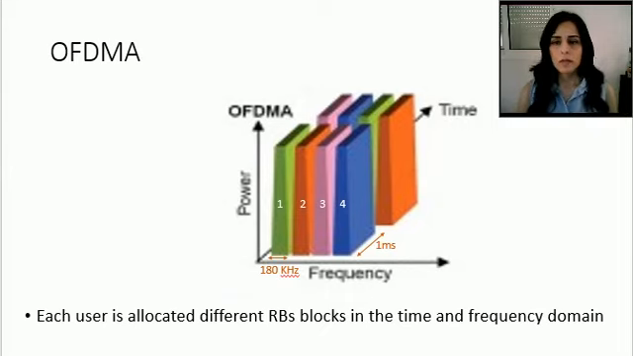Orthogonal frequency division multiple access. In this technique, multiple users receive information at the same time, but on different parts of the radio channel. The bandwidth is divided into subcarriers, and that way each user will be allocated subcarriers in groups of 12, known as resource blocks, and each user will be allocated 1 millisecond of time.